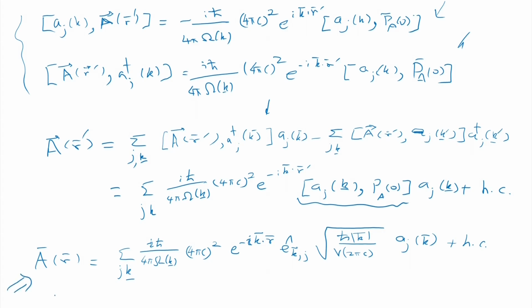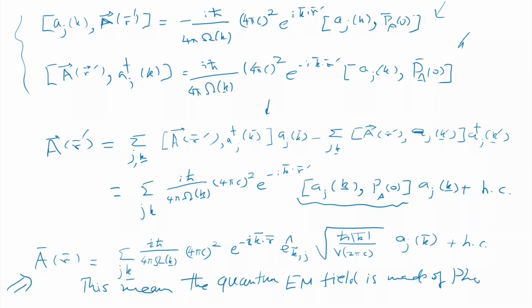So this means the quantum EM field is made of photons, and these are those photons. These are the operators that create and annihilate photons, and that's it. That's pretty neat. And what are the energies?